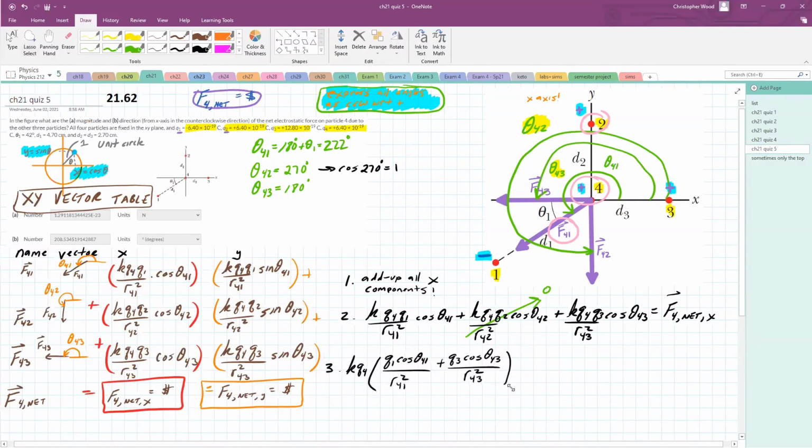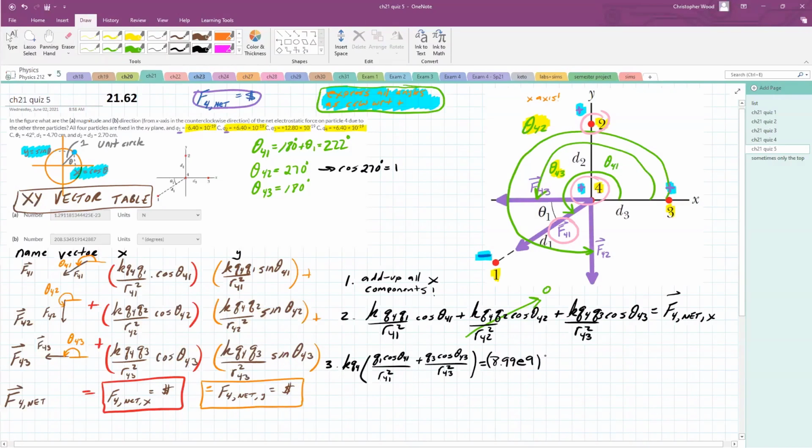Make that a little bit smaller. Okay, with numbers now, let's just keep going. k equals 8.99 times 10 to the 9th. I'm going to leave off the units just for space. You know by now, you have to do the dimensional analysis.